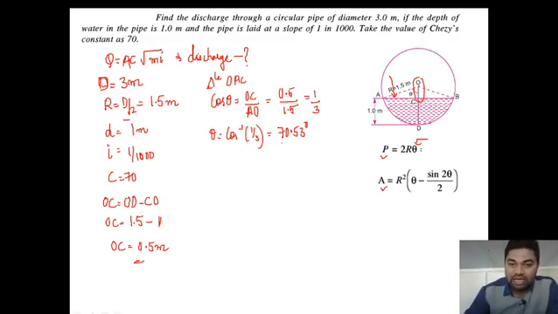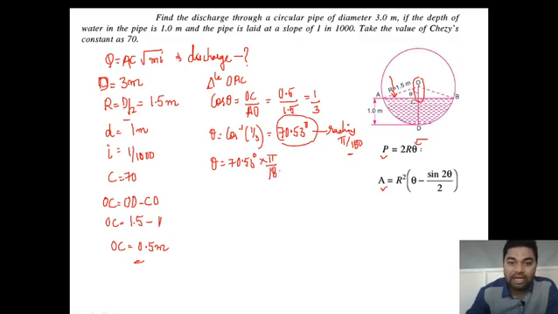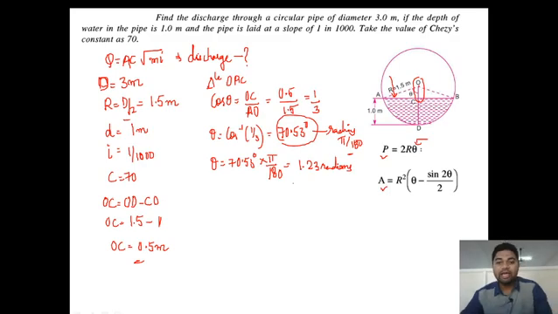So this degree value we need to convert into radians. How to convert it into radians? By multiplying by pi by 180. So theta is equal to 70.53 degrees into pi by 180. The value is around 1.23 radians.